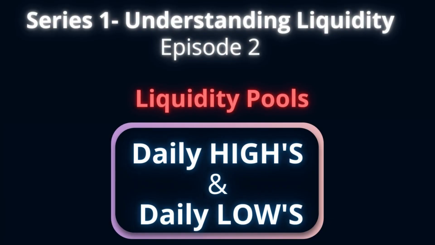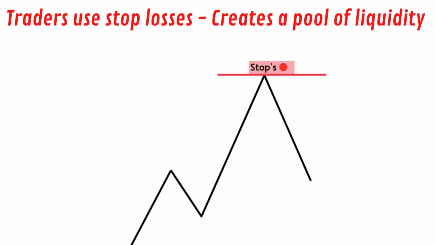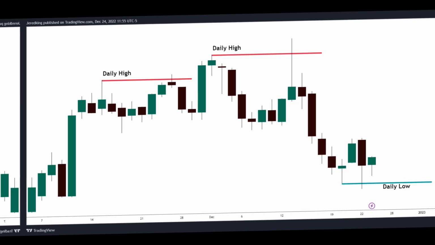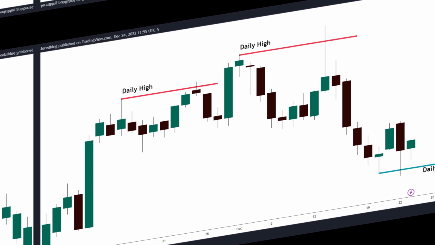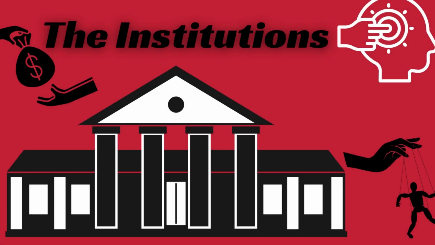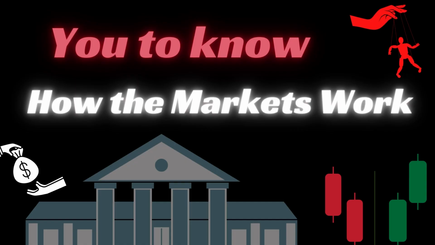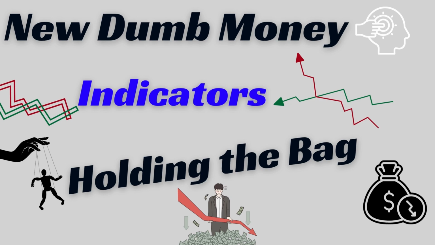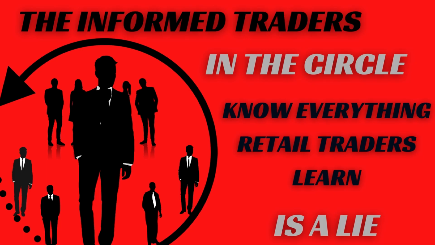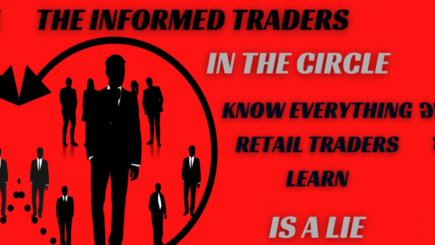Second episode on understanding liquidity. This one will be about liquidity pools, daily highs and lows. The institutions do not want you to know how the markets work. They need new dumb money coming into the markets, believing that indicators work and leaving you holding the bag. The informed traders that are in the circle know everything retail traders learn in the beginning is a lie. I'll let that sink in for a minute.